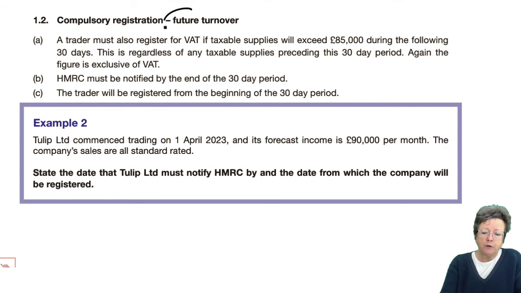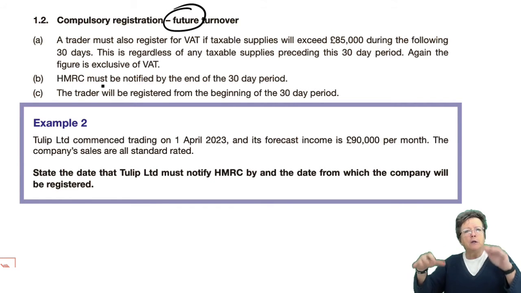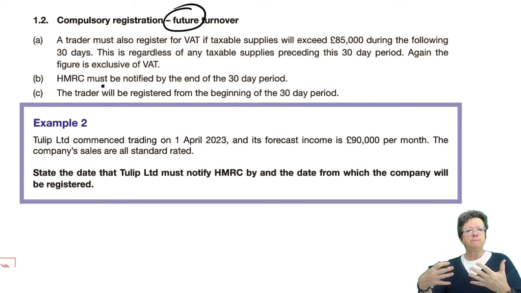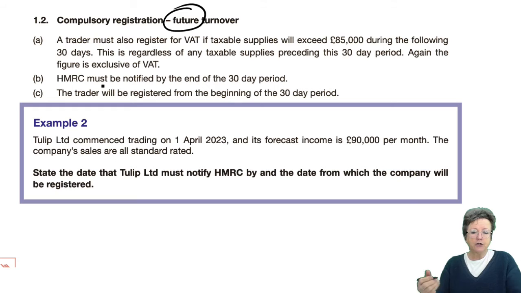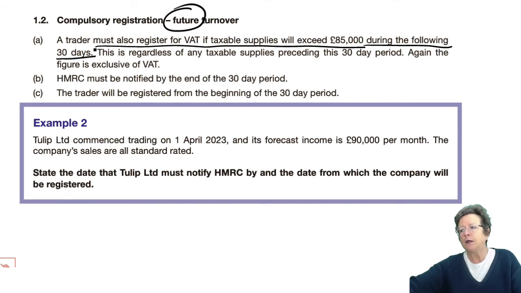Now we're looking at what's known as future turnover. This covers a period where you're pottering along around the 60,000-70,000 turnover, and all of a sudden you get a big order. Now the revenue don't want to wait for that order to be included in the previous 12 months. They want it in advance. So a trader must register if taxable supplies will exceed the limit during the following 30 days. Okay, so that's covering the next 30 days.